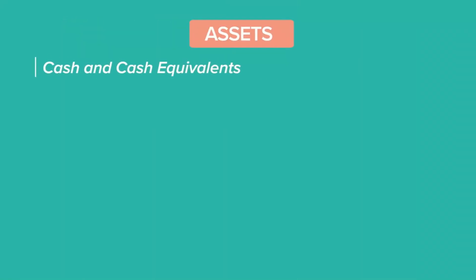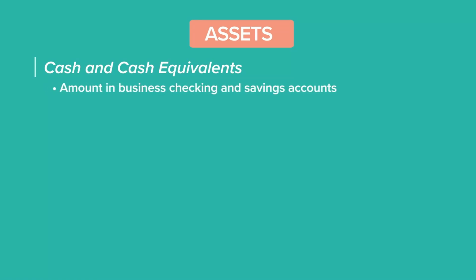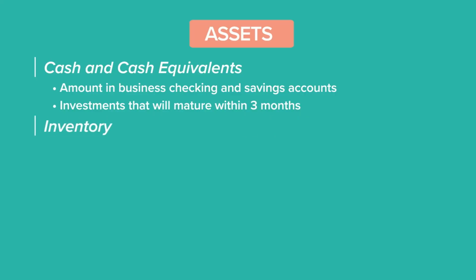When looking at the assets section of a balance sheet, you'll see 4 different items. First, the cash and cash equivalents is pretty self-explanatory. That's how much money is in the business checking and savings account. This can also include any investments you've made that will mature within 3 months. Next, inventory details the value of goods already in stock that are ready for sale. If you work in a service business, like writing or design, your inventory will likely be 0.